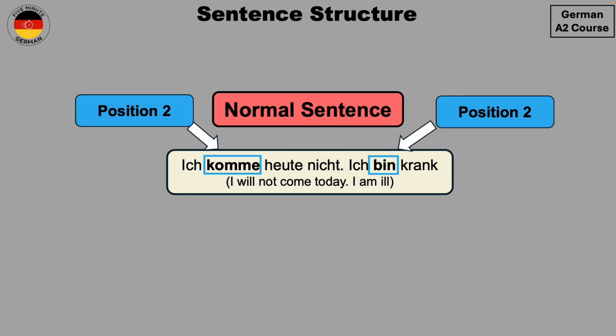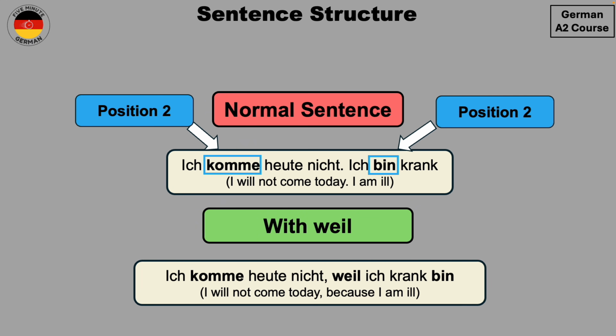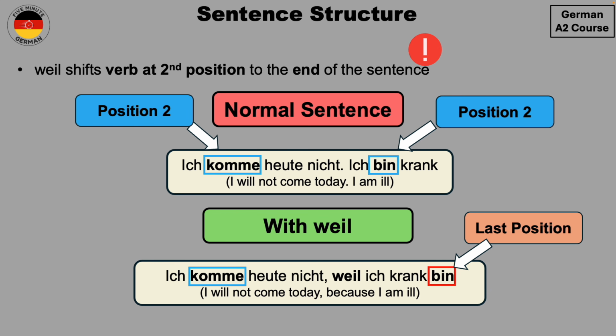Now when we connect both of these sentences with weil, then the sentence will become Ich komme heute nicht, weil ich krank bin. I will not come today because I am ill. So what has changed over here? In the first sentence, the verb remains at the second position as it was originally. But if you take a look at the second sentence where we have added weil, over there the verb has gone to the last position. So this is a very important point that you must know, and that is that when we use weil in a sentence, then it shifts the verb which is at the second position to the end of the sentence.